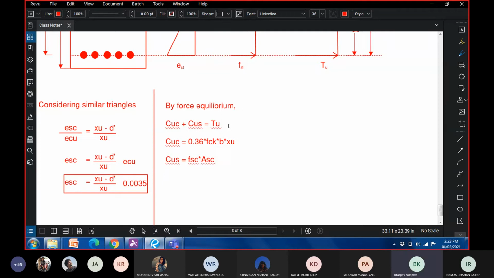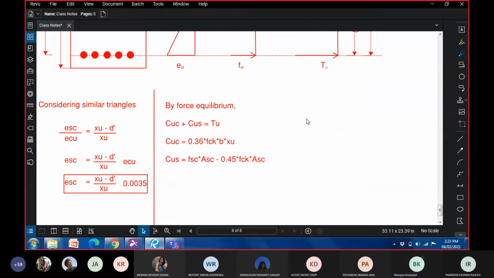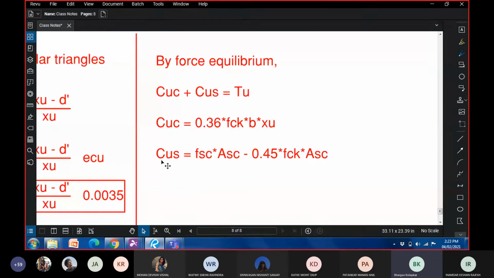Okay, now we have to remove a small term here. I just write this down. See if you can understand this term and why I've removed this term, and then we'll take the next step: 0.45 into FCK into ASC. So what I've written CUS as is equal to the stress in steel in compression multiplied by its area minus 0.45 FCK ASC.